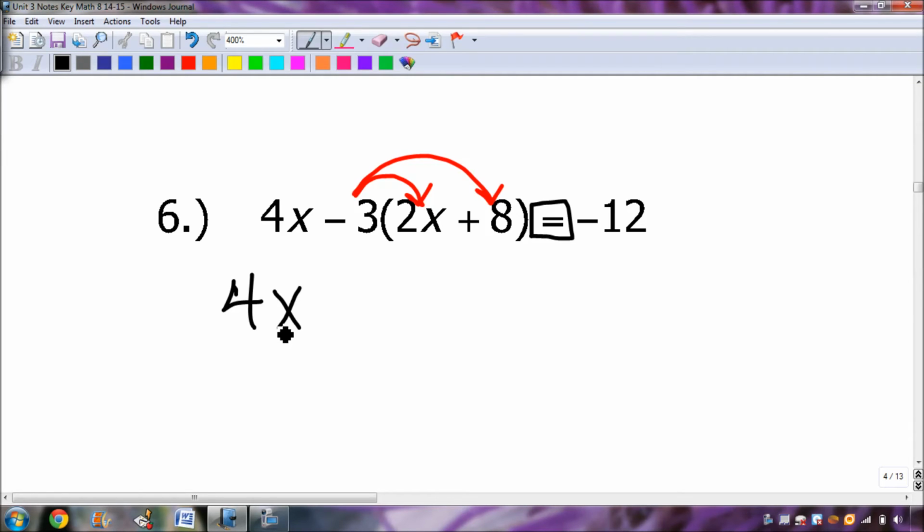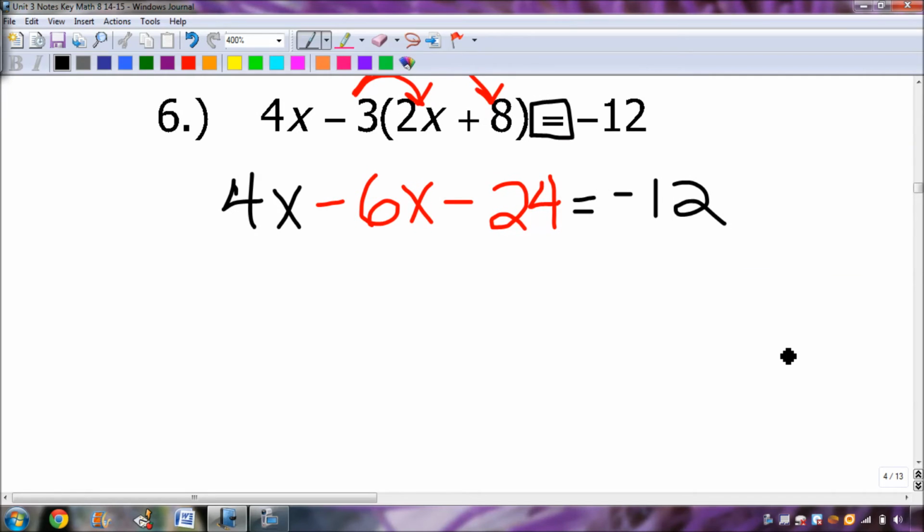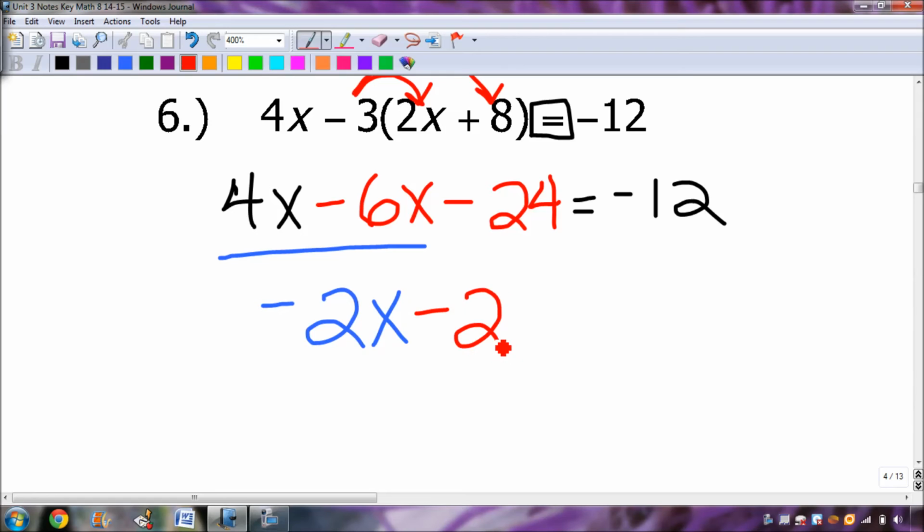And then when I multiply this number through, it's really negative 3 times 2x, which is negative 6x, okay? And then it's negative 3 times 8, which is negative 24, all right? Then I just copy the rest of the equation down, equals negative 12, all right? Then I'm going to see, are there any terms that are like each other that I can combine? Well, I know for sure that this 4x and this negative 6x are like each other. So 4x minus 6x is negative 2x, all right? Then I'm just going to copy the rest of my equation down again.